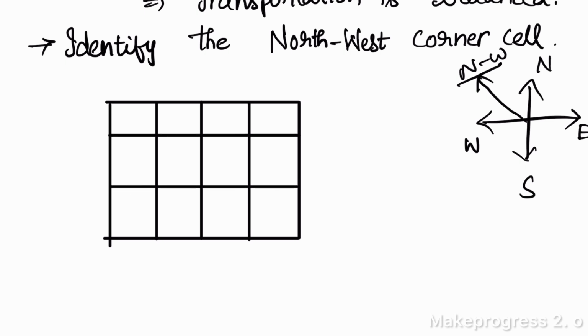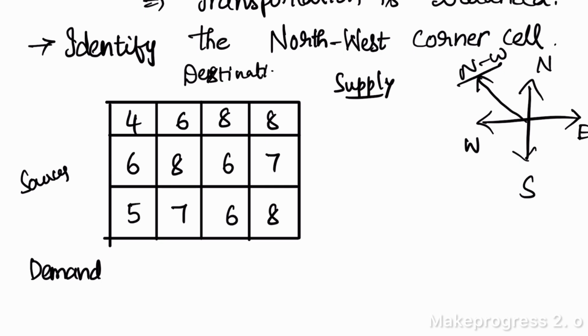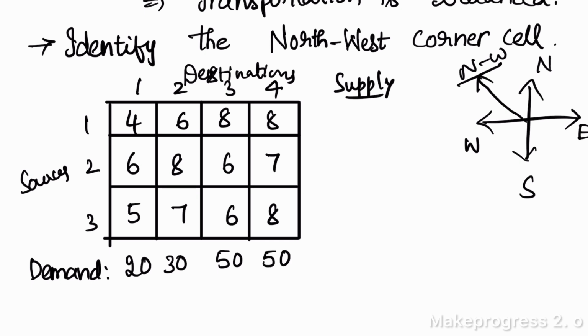So they have given 3 rows and 4 columns with the cell values, and supply and demand is given. Here are the sources and their destinations. Let me mark the rows and columns as 1, 2, 3 and 1, 2, 3, 4, so while solving it would be easy for me. The supplies and demands are 20, 30, 50, 50, 40, 60, 50. Everything is given in the question. I just mark the rows and columns.